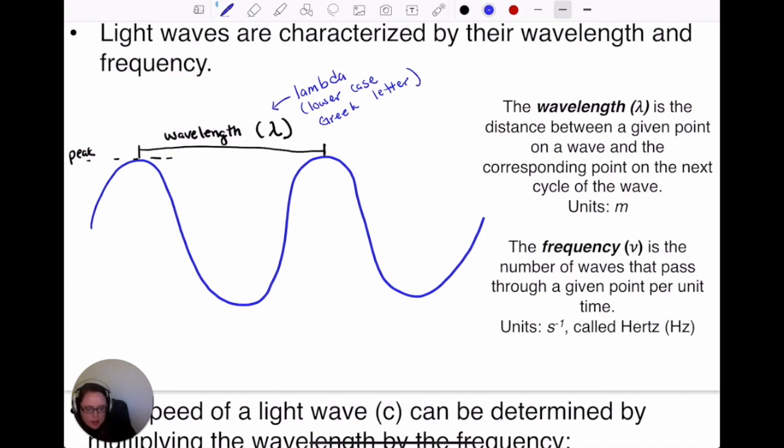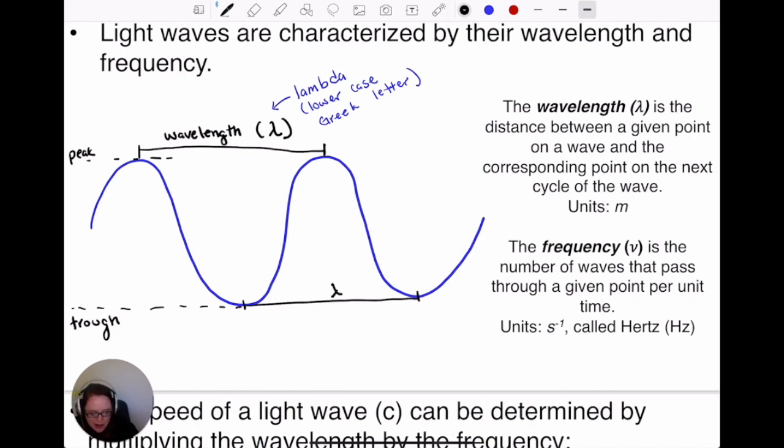Okay. And I just happened to pick the peak here. You could also pick the lowest point in the wave. This is called the trough. And if you go from the bottom of one trough to another, you'll have the same wavelength. So this will be the same lambda.